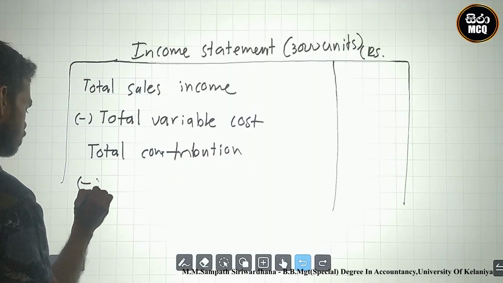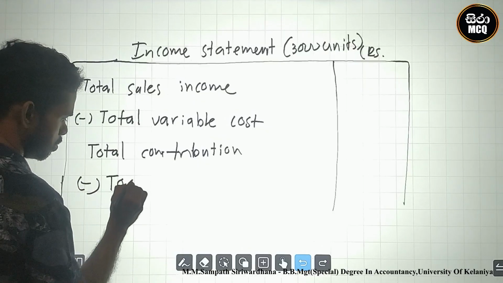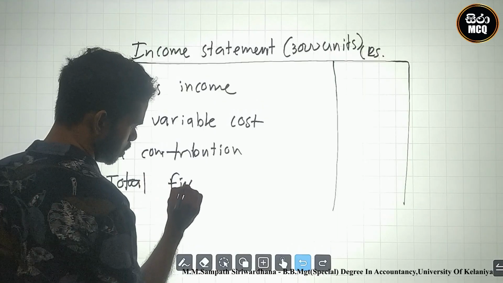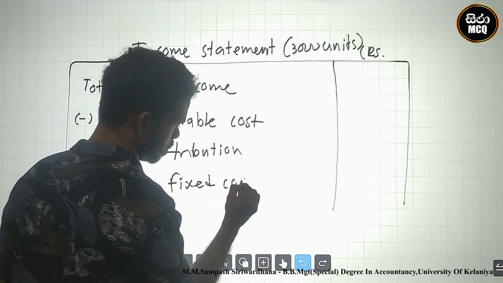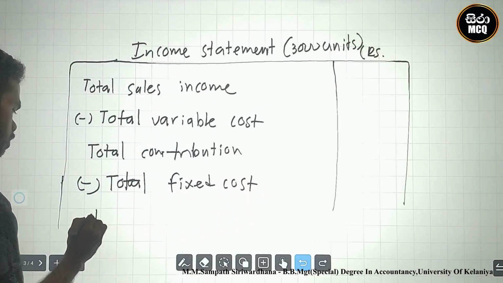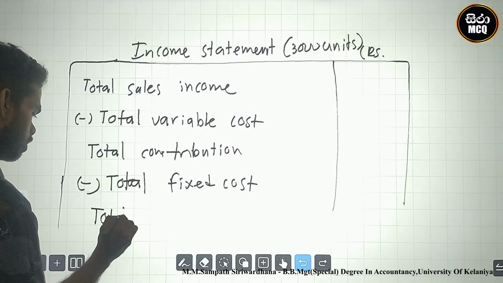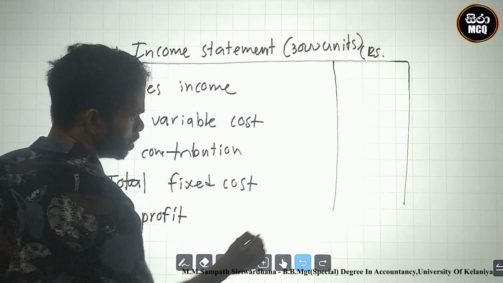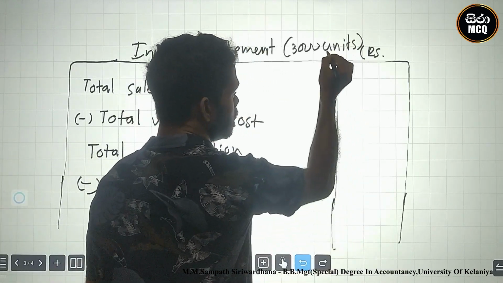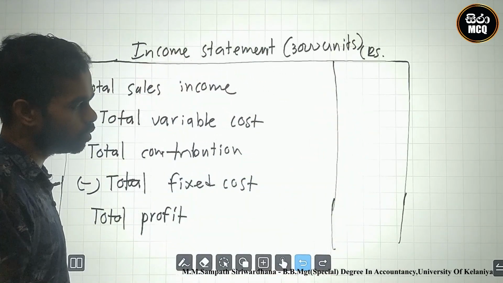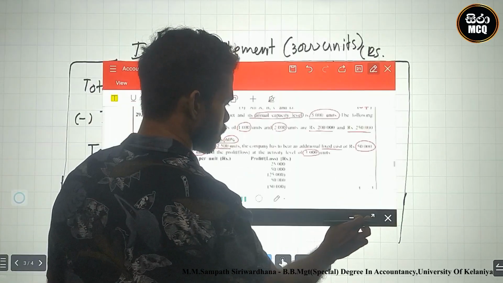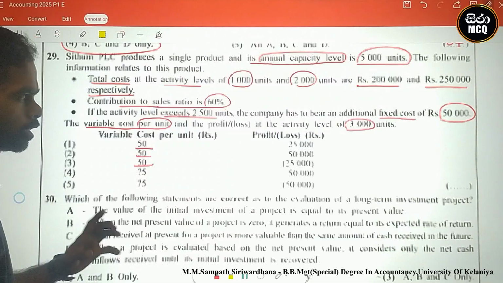After that we deduct total fixed cost. After that we can find total profit. Look here, this is a 3000 units level. Therefore there is an impact of information. What is that? This is related to fixed cost.